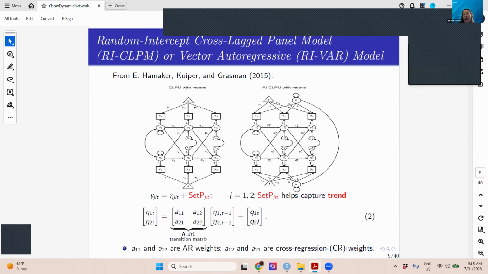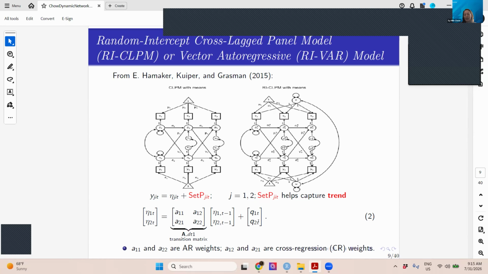So traditional vector autoregressive models got their name from time series models, right? If you have intensive longitudinal data, people tend to be more used to the term vector autoregressive models. But if you have panel data, where you have a lot of people with a limited number of time points, these are panel models, and people may be more used to the term cross-lag panel model.